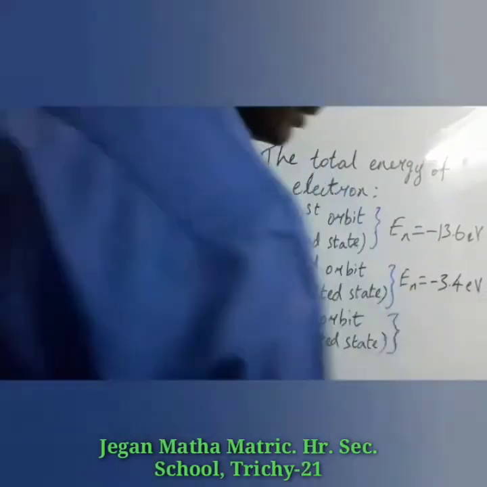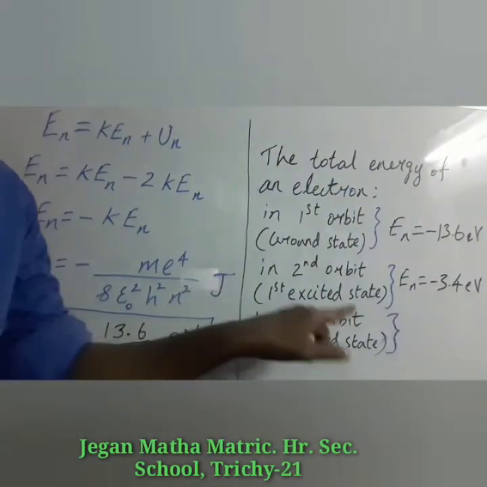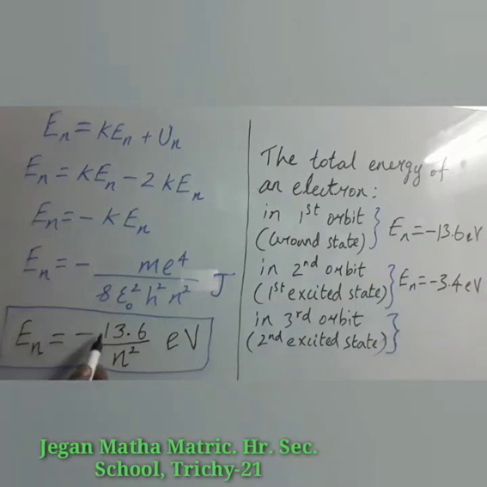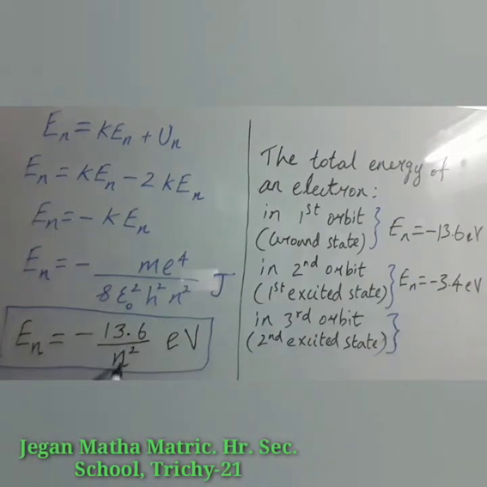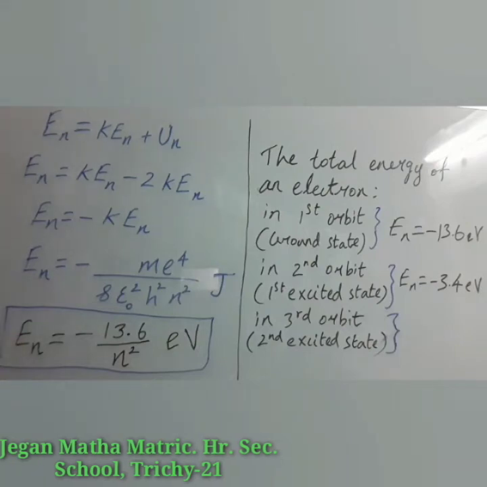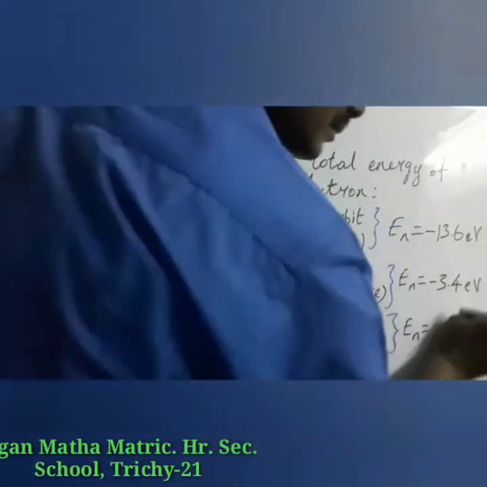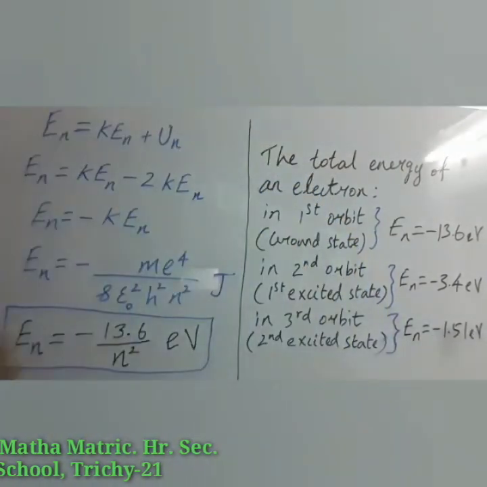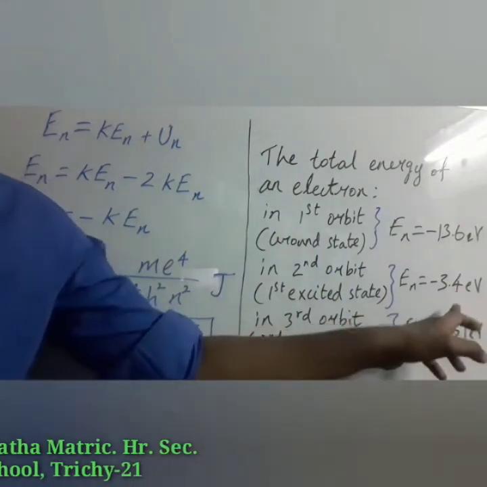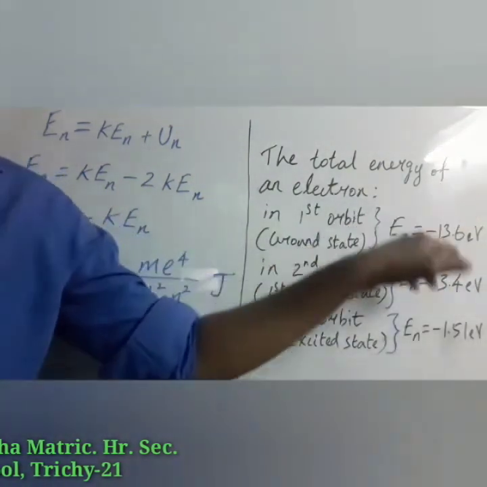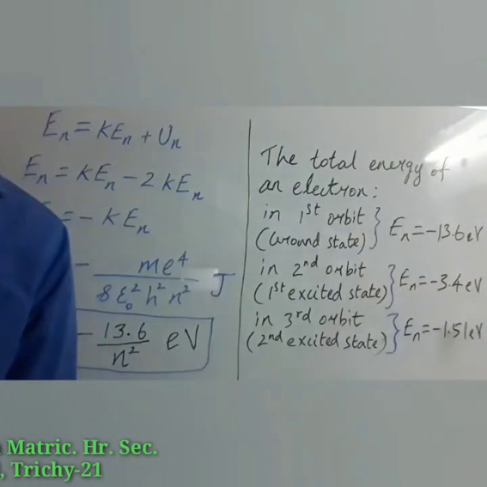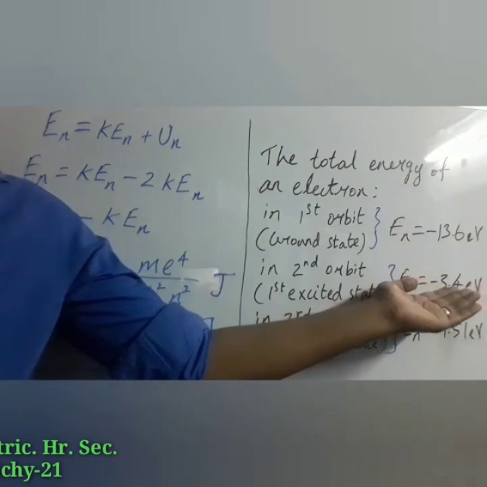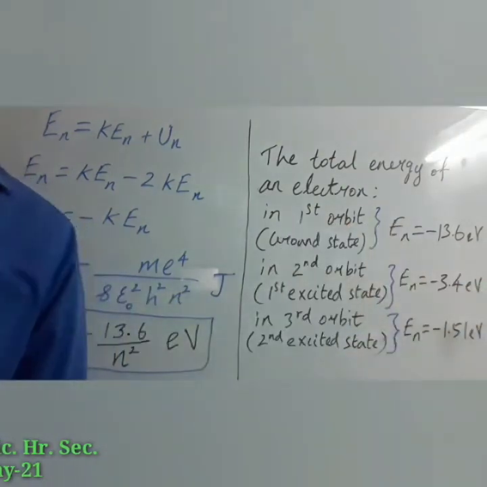3.4 electron volt. Likewise, in the third orbit, the total energy of the electron is given by En equal to minus 13.6 divided by 3 square, that is 9. So what will be the value? Minus 1.51 electron volt. Notice that the energy of the first excited state is greater than that of the ground state. Likewise, the second excited state is greater than that of the first excited state, and so on.